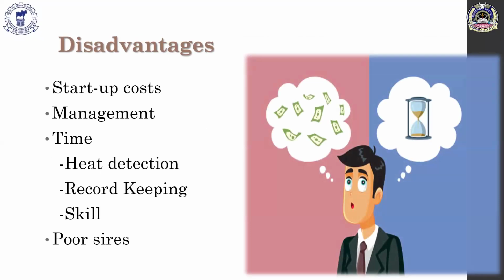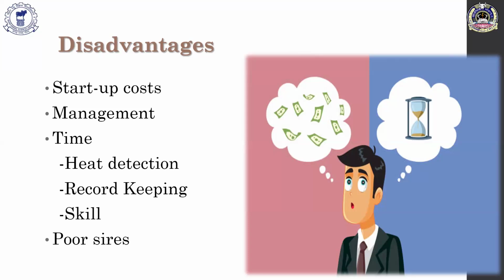Now we are going to discuss the disadvantages of artificial insemination. As we know, every coin has two sides. One is head and one is tail. If there are some merits, sure and certain there will be some demerits also. So we must know the demerits of artificial insemination. We will see the startup cost. The startup cost is likely to rise as compared to natural services.